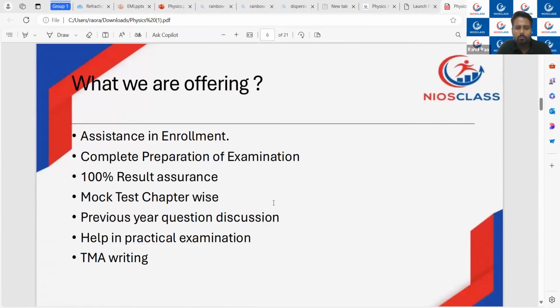So what we are offering is assistance in enrollment and complete preparation for the examination. This NIOS is a central government authority, and you will enroll with NIOS, but suppose you are thinking, I want some tips and some help on how to prepare for the exam. I will assist you if you feel unsure about what the exam pattern will be, what questions will come, what the syllabus is, how to write the exam, how to clear the exam in the first attempt, and how to score good marks. So if you want that, no need to worry, you are on the right platform.